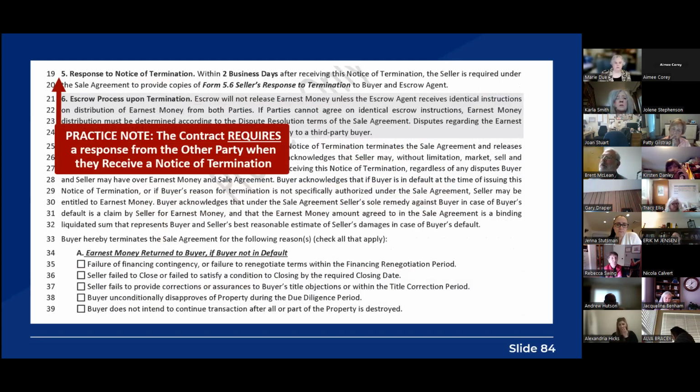Response of notice of termination. Within 2 business days, we don't give you an option. After receiving this notice, seller is required under the sale to provide copies of the seller's response to termination. And that goes to the buyer and the escrow agent. So keep in mind that there is a response time and a response form.